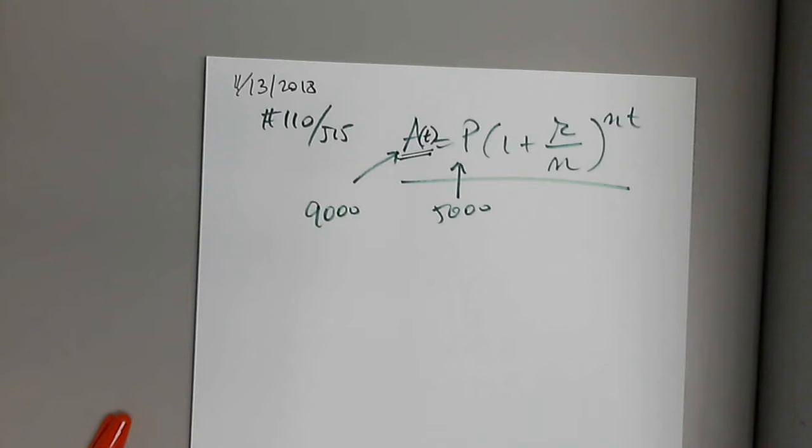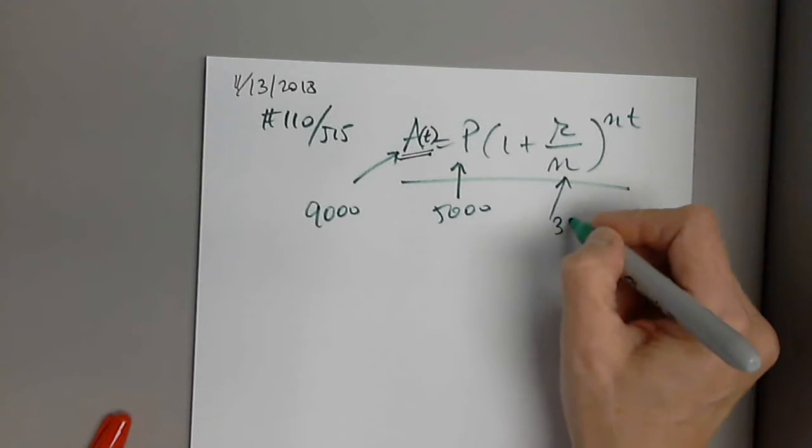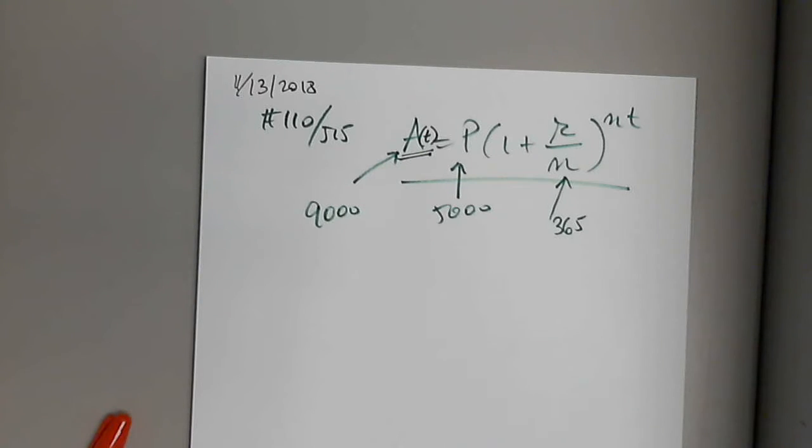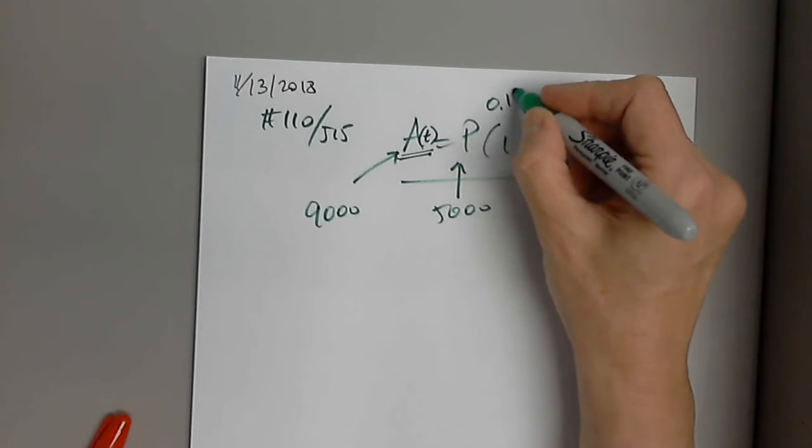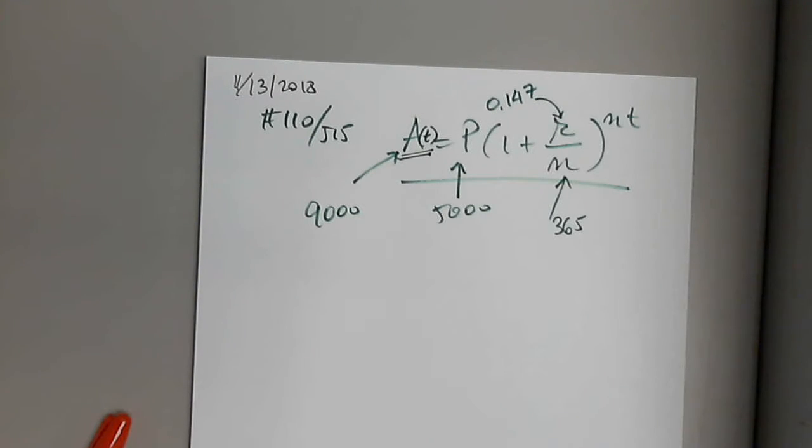Number of compounding periods, 365. We are told this is 365. And we are given the interest rate, which in this case is 14.7. I have to change it into 0.147.